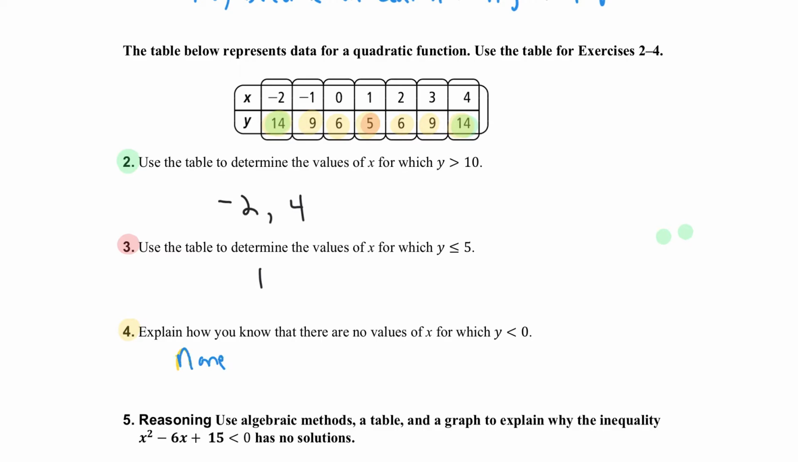None of the y values are less than 0, therefore we have no x values.